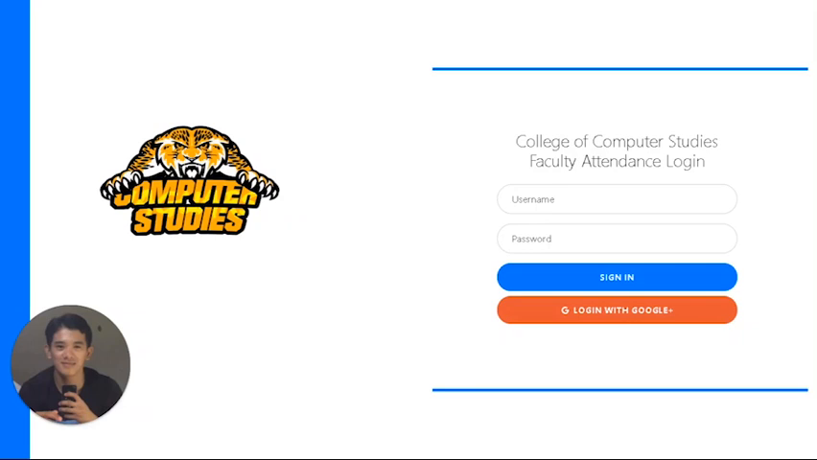Now let's go to the user side where the user can sign in using their UIC Google account only. You cannot use any other Gmail account but only the UIC Gmail account. The admin can also use their UIC Google account as well. So let's log in.